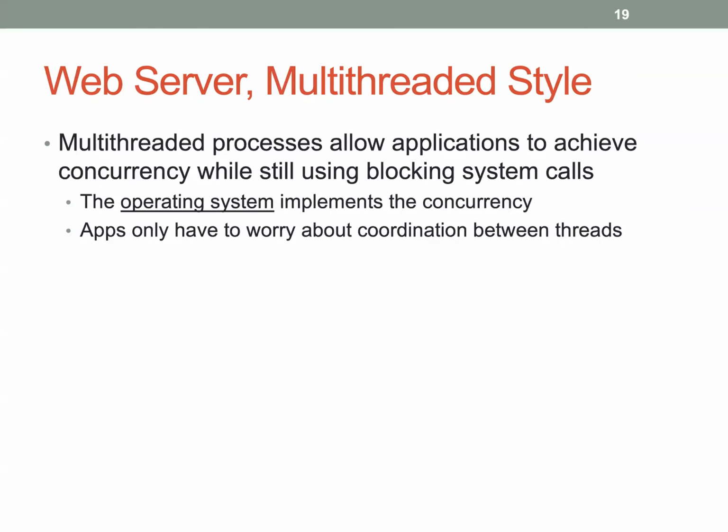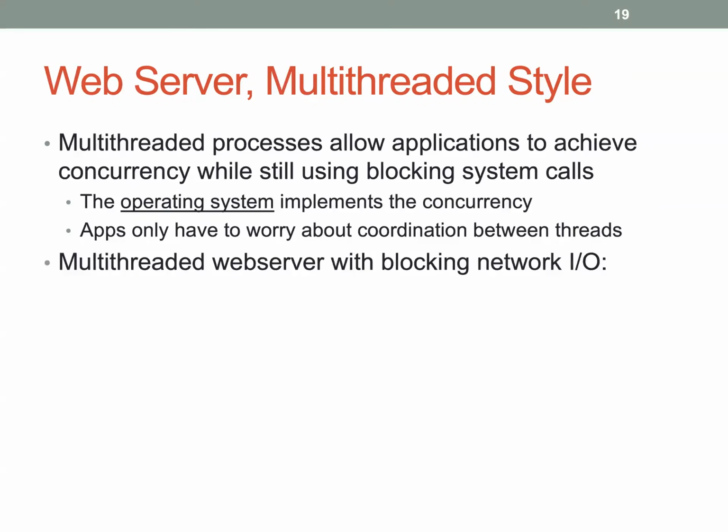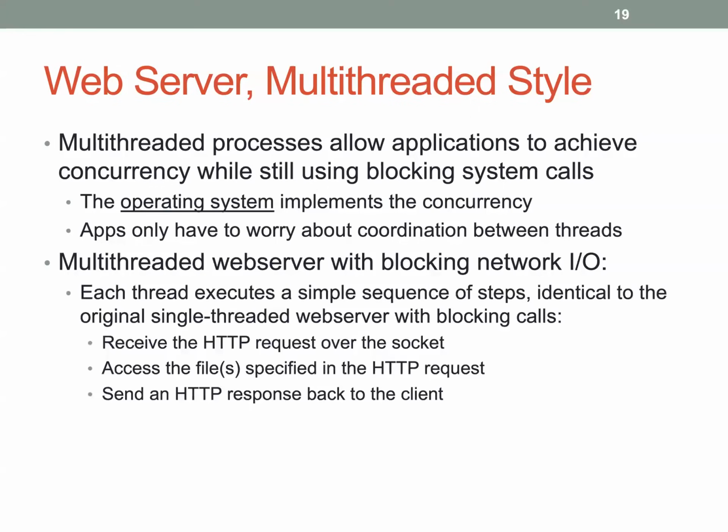And your program is simple. You haven't had to do anything sophisticated to manage a bunch of sockets all at once. You just build them using the threading abstraction. And it allows you to still have a concurrent program and blocking system calls. You get to have your cake and eat it too, or at least most of it. So a multi-threaded web server with blocking network I/O would basically be identical to the single-threaded version with a little bit of coordination for any shared resources, and that would be it.